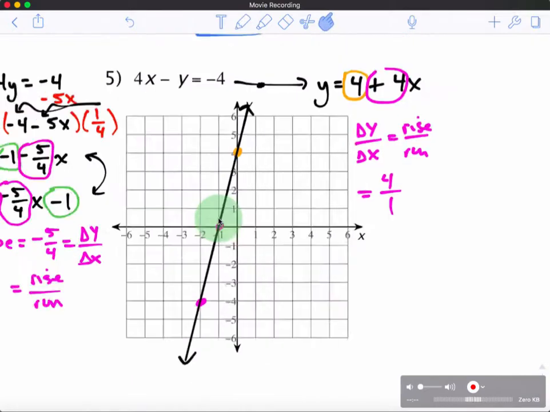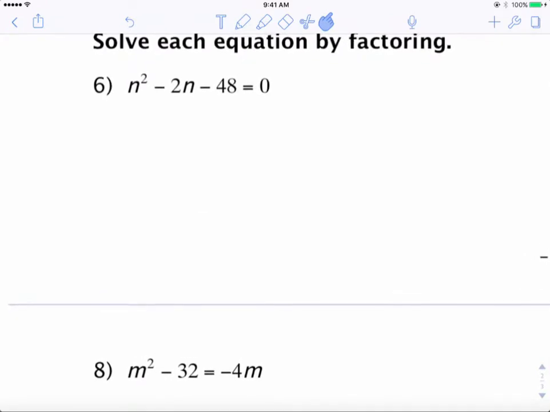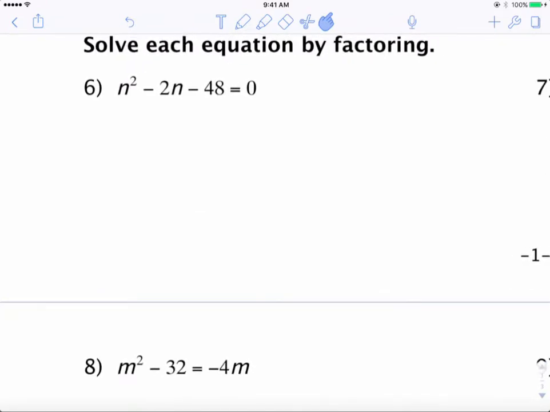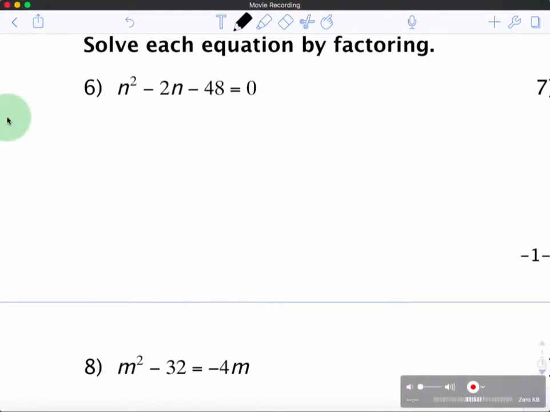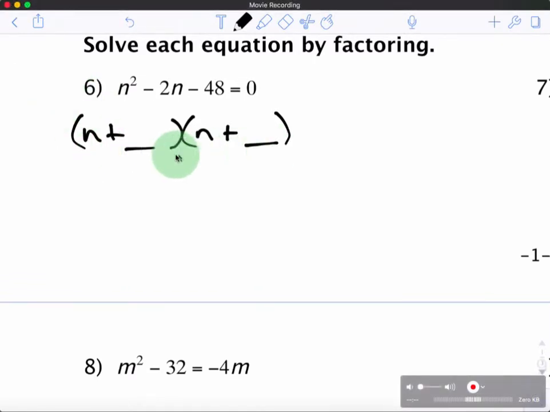All right, moving on. Now we're looking at some polynomial equations that we are going to solve by factoring. So it's really important that we remember all of our factoring skills from algebra. In this case, I see that we have an n squared term, a 1n squared. And so I know that it's going to factor as n plus some number times n plus some number. Maybe these numbers will be positive, maybe they'll be negative, who knows. I do know that these two numbers are going to need to multiply to give negative 48.